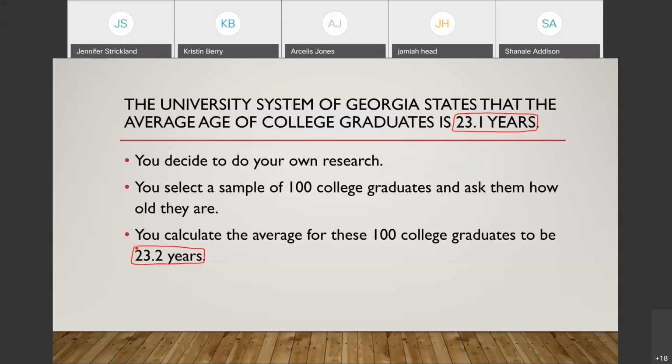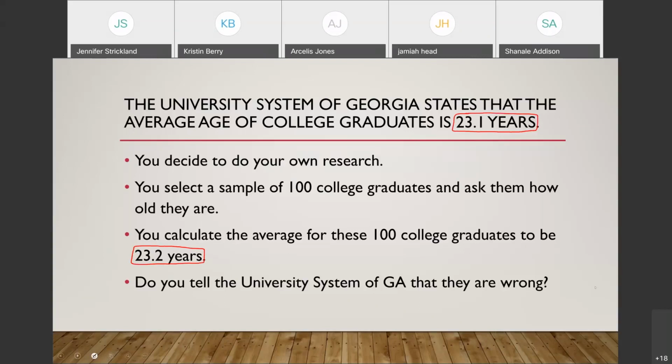So do you tell the university system that they're wrong? No. Because you basically got the same thing, right? You're a little bit different, but a very small amount different, and maybe that's just rounding, or maybe your sample wasn't great, but that's not enough of a difference for you to say, hey, you did something wrong. Do we all agree with that?